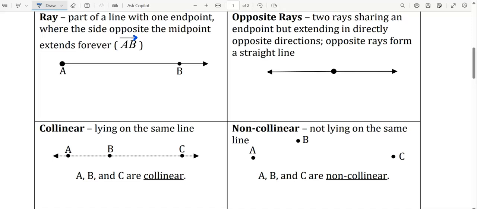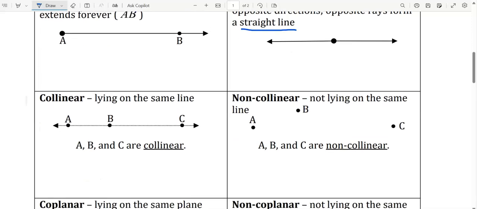All right, opposite rays. If a ray goes one direction, what if you have another ray with the same endpoint going the opposite direction? Well, that's called opposite rays. And what do these two opposite rays look exactly like? A straight line. So a straight line you could say is opposite rays from a given point. Cool. The very big important emphasis is how many arrowheads are on there, which direction, all that good stuff.